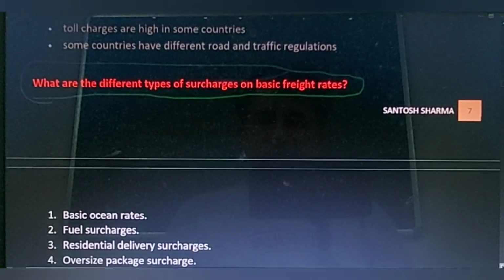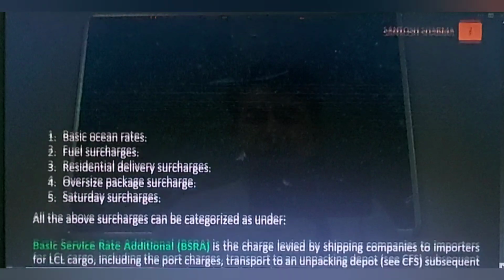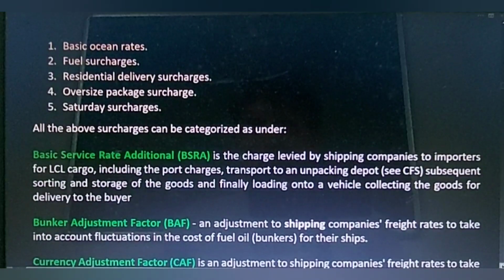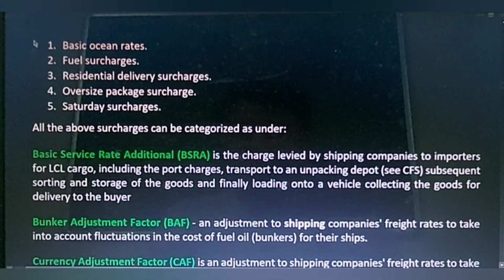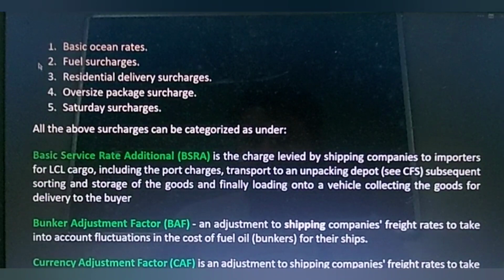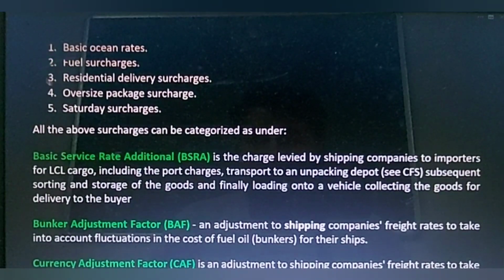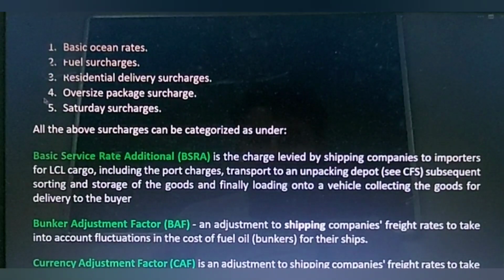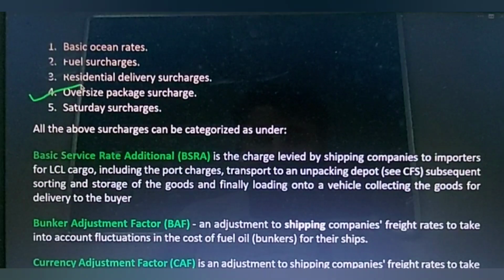तो देखते हैं different types of surcharges क्या क्या हैं. Okay, the first one is the basic ocean rates. ये तो हो गया जो आपका जो shipping company लेती है कार्गो के लिए. Then there is fuel surcharge, there is residential delivery surcharge. Then there is oversized package surcharge, and there is also a surcharge called Saturday surcharge.